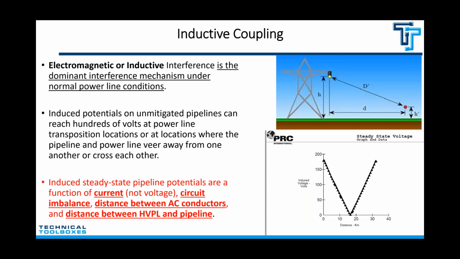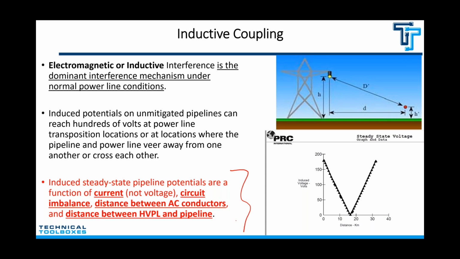You always have that magnetic field out there, and if your pipeline is within that field, then you're going to have what we call induced or inductive coupling between that power line and your pipeline. Now, a lot of things go into this. You can see in the diagram up here the distance, the height. If you look at this last bullet down here, the big thing that affects the level of interference we're going to have is the current.